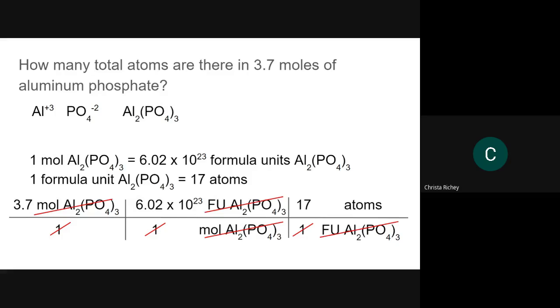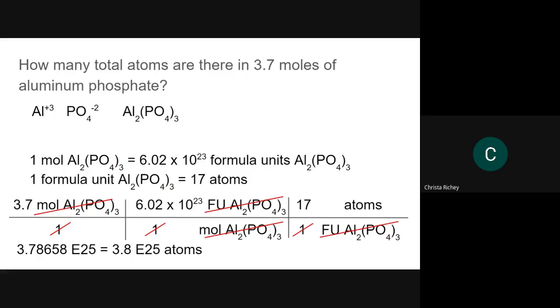3.7 times 6.02 EE 23 times 17. Hit enter. And my calculator says 3.78658 E25. Okay, I don't want that many numbers in the coefficient. How many do I want? I want 2 of them. So this big old honking number rounds to 3.8 times 10, or E, 25 atoms. Total atoms. Not specifically oxygen atoms or phosphorus atoms, but total atoms present in the sample.